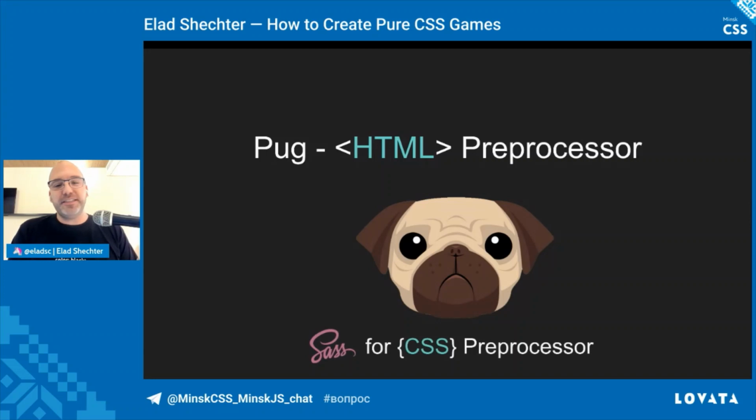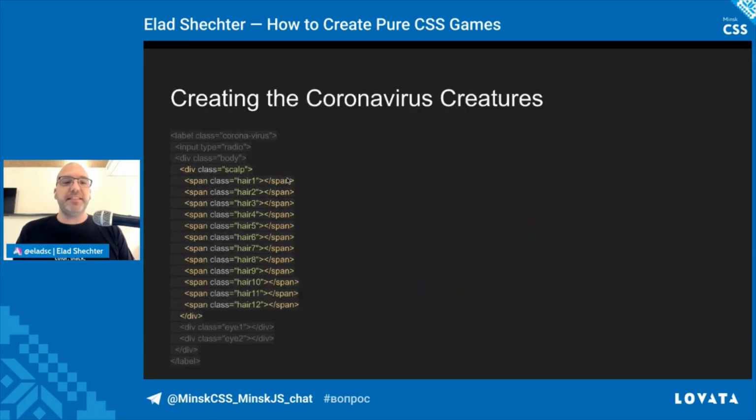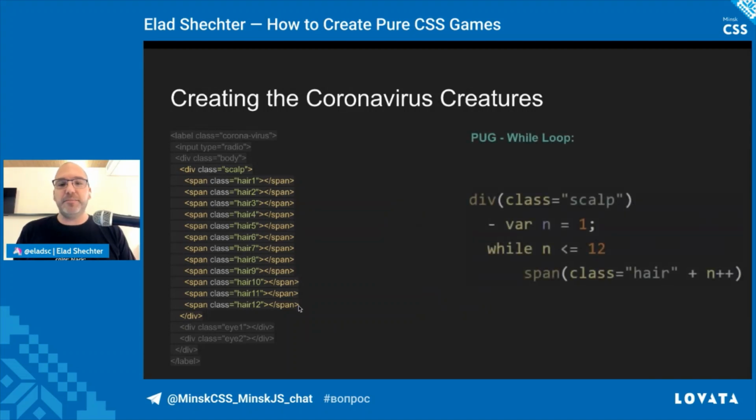And yes, for the CSS part, I'm using the CSS preprocessor Sass that I've been using for the last 11 years for every one of my projects. And now, instead of doing this repetition, for example, I can write it in Pug with variables and while loops, to create the HTML in a smarter, more dynamic way.